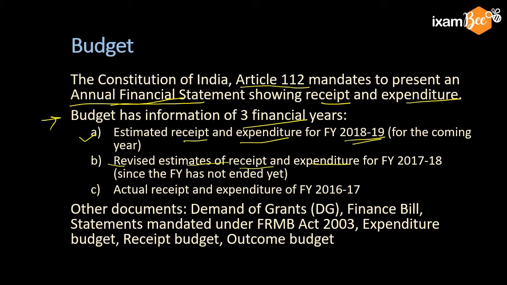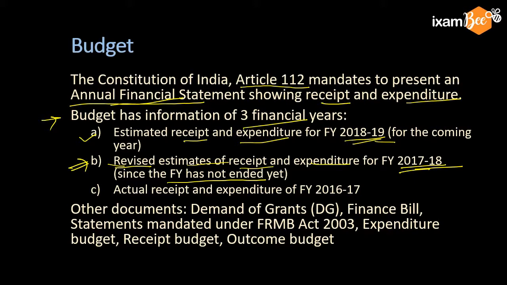For the running year, because the budget was in February 2018, there is a revised estimate of receipts and expenditure for 17-18. Why are we saying revised? Because earlier, last year's budget presented estimates for this year, like this time it is done for 18-19. Last year estimates were presented for 17-18, but actual expenditure or receipt may not be exactly like that. So it is revised, but still not finalized because the financial year was still going on when the budget was presented.